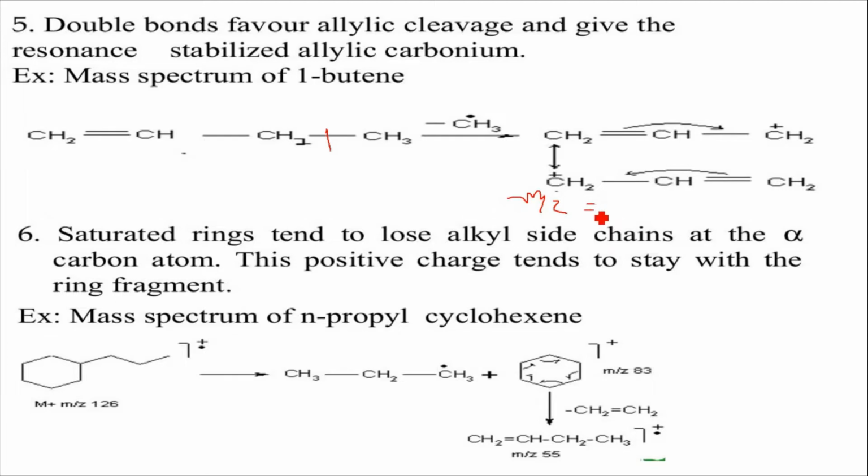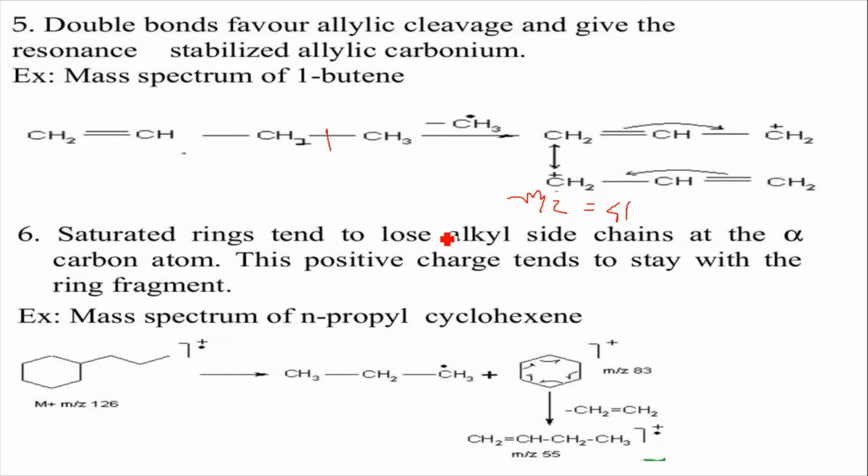41. So this will be the characteristic peak observed in 1-butene due to the cleavage at the allylic carbon. Here 1-butene is a terminal alkene, and for a terminal alkene the characteristic peak can be observed at M by Z 41.